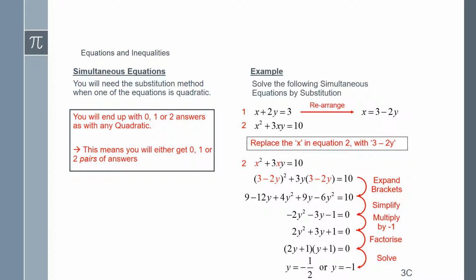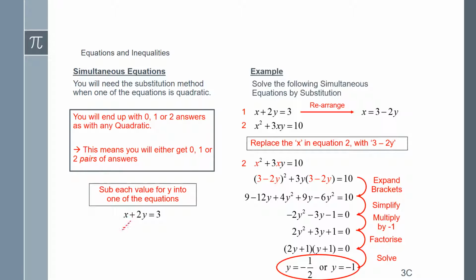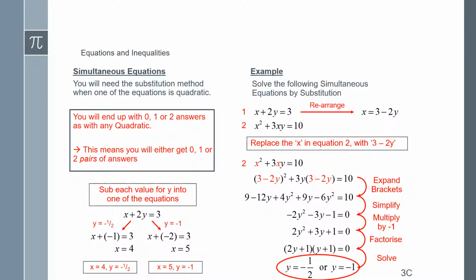Now for each of those values, we now have to work out the corresponding x value, sorry, I should have said corresponding x value. When y is −1/2, we substitute that in to get that x must be 4. And when y is −1, we substitute that in to get that x must be 5. So we have two pairs of answers for the quadratic simultaneous equations.